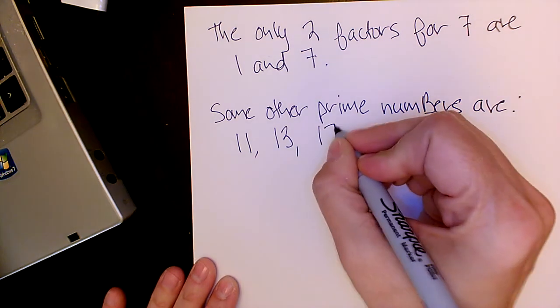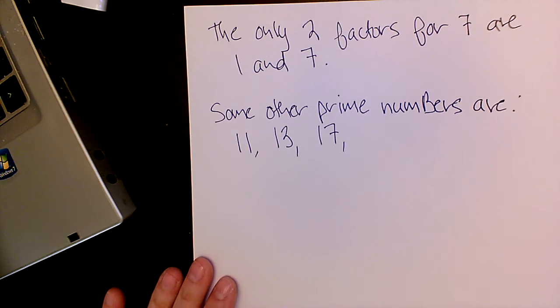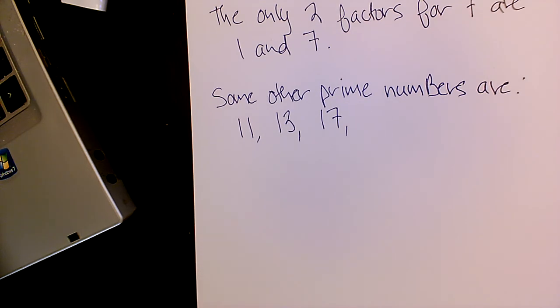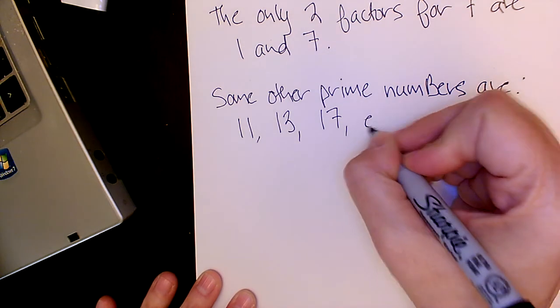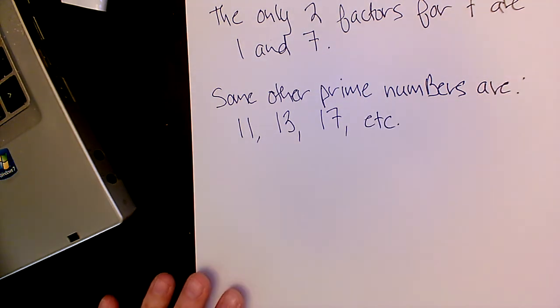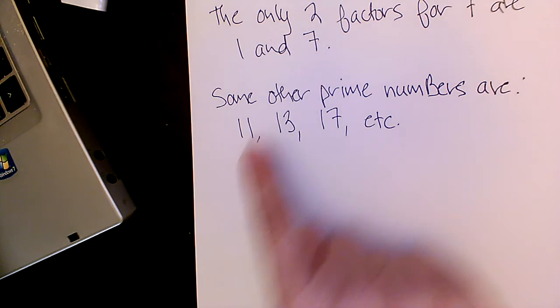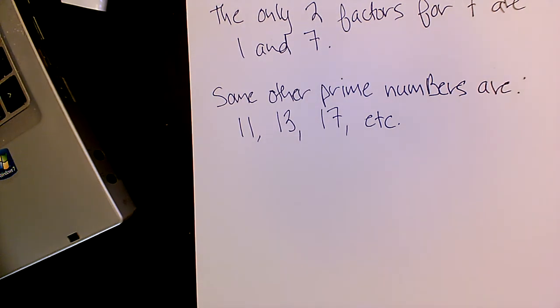What about 17? 17 is also prime. So there's a bunch of different numbers, and I know you're looking at 11, 13, and 17, and you may be thinking, well, I know all odd numbers seem to be prime, because the ones I've done, 7, 11, 13, 17, they are all odd.